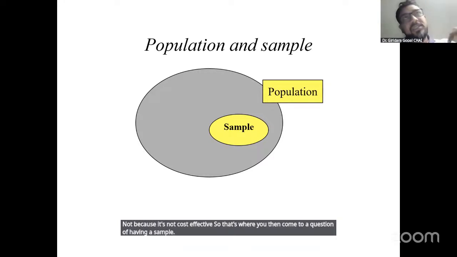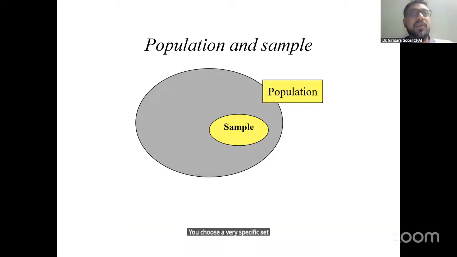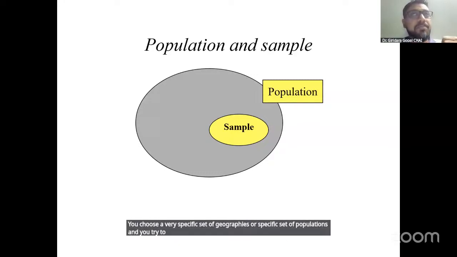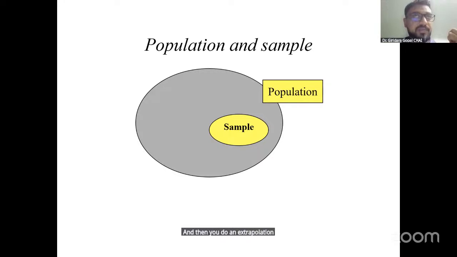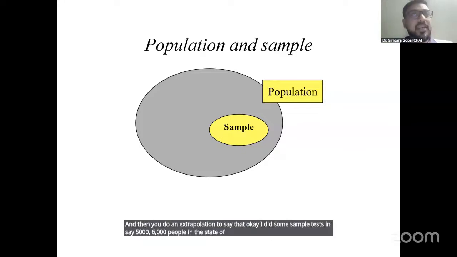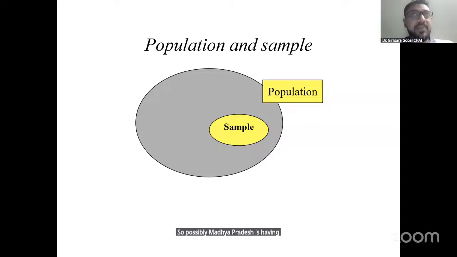You choose a very specific set of geographies or specific set of populations, and you try to study the prevalence of COVID-19 using your test there. And then you do an extrapolation to say that, okay, I did some sample tests in, say, 5,000, 6,000 people in the state of Madhya Pradesh. Now, in the 6,000 people, I found 600 to be positive for COVID-19. So possibly, Madhya Pradesh has 10% prevalence.